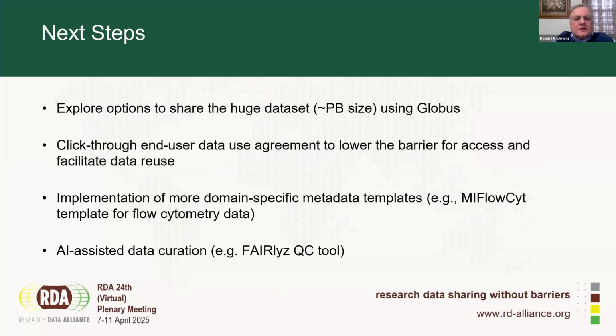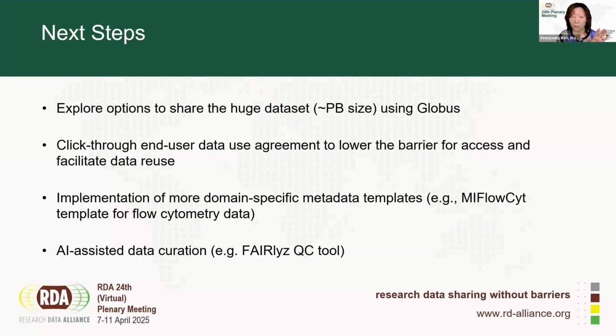One minute, Song-Young. Sure. So for next steps, we are looking into many things. One of them is that we have a lot of big data, so we are looking into options to share huge datasets using Globus. And like I said, there's a barrier for the restricted dataset, so we are looking into a click-through end-user data agreement to lower the barrier for access. Also more domain-specific metadata templates. We have a MIDFLOW site template, but we're looking into CEDA metadata template integration. And last, AI-assisted data curation. This is a big one.